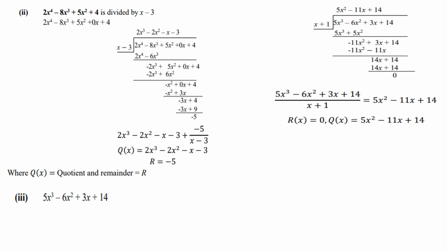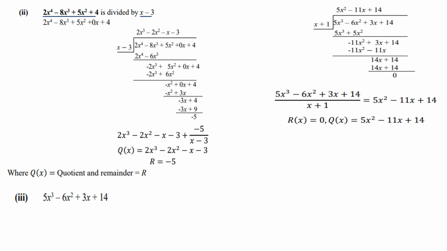We look at Roman number 2. Our divisor was x minus 3 and our polynomial was 2x power 4 minus 8x cubed plus 5x squared plus 4. Now how can you solve this? You start by putting your polynomial under the root and then the divisor outside the root, and you repeat the same procedure that you have been doing.